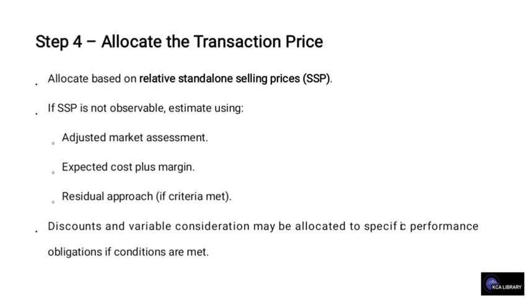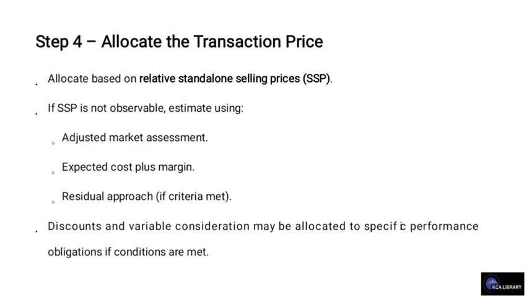And the last is significant financing component, that is, you adjust if payment timing provides a financing benefit. The fourth step is the allocation of the transaction price, which is based on relative stand-alone selling price. If the SSP is not observable, estimate using 1, adjusted market assessment, 2, expected cost plus margin, and lastly the residual approach if criteria are met. Discounts and variable considerations may be allocated to specific performance obligations.